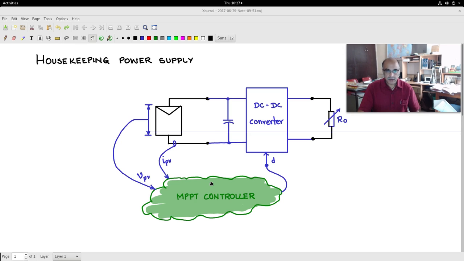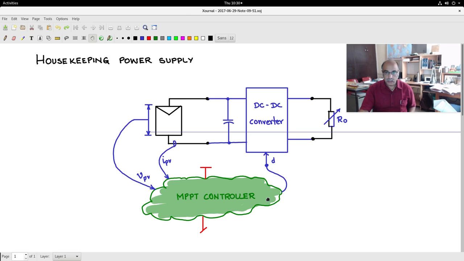One of the practical points that I would like to mention at this point is housekeeping power supply. What is housekeeping power supply? It is actually the power supply that will be powering up this MPPT controller. Let me mark the power supply positive and the ground point like this.